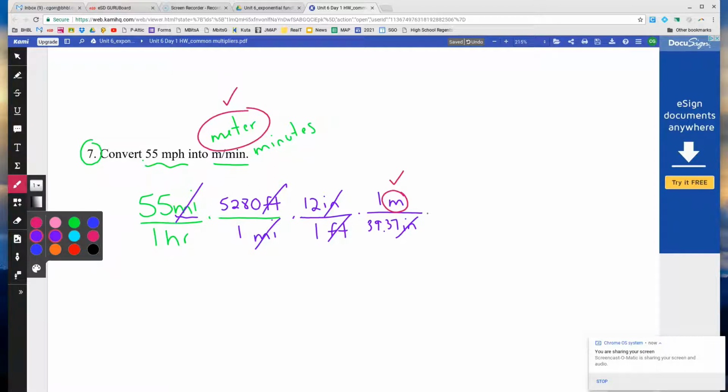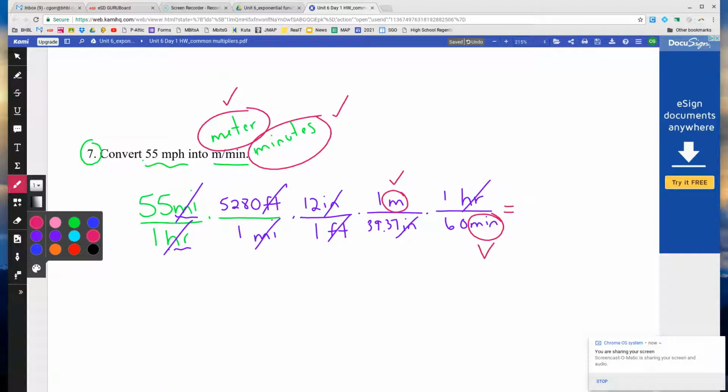I'm going to continue with my pattern. I now need my hours to turn into minutes. So since hours is on the bottom here, I know that hours will go on the top. Again, they need to be diagonal. And I know that in 1 hour there are 60 minutes. My hours are now gone. I'm left with minutes. That's what I needed here. So I know that I am done.